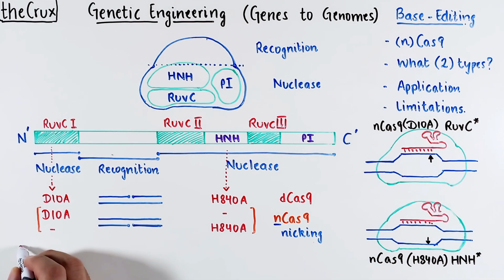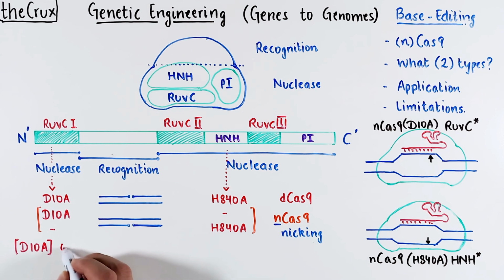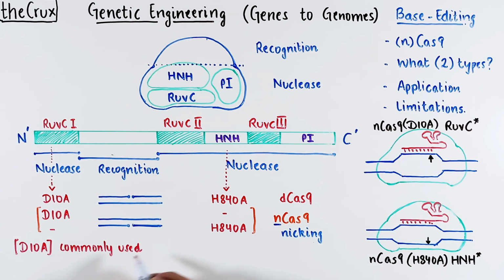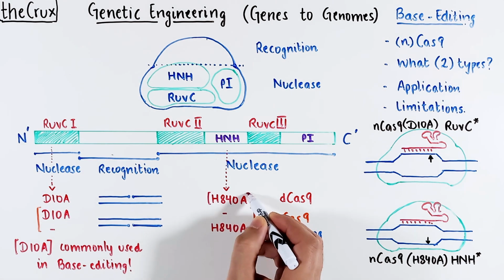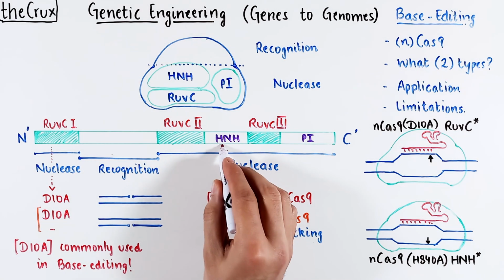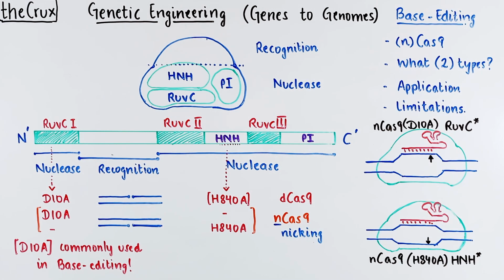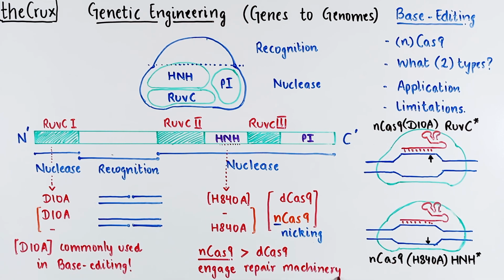The D10A or RuvC mutant is quite commonly used in base editing. The other one, the HNH mutant, is fine too, but 840 alone does not kill the activity of the domain. You need a second mutation for 100% inactivity, so it is a little more nuanced. Base editing relies on DNA repair. You will see that in a moment, and for that reason, nCas9 is always preferred over dCas9.